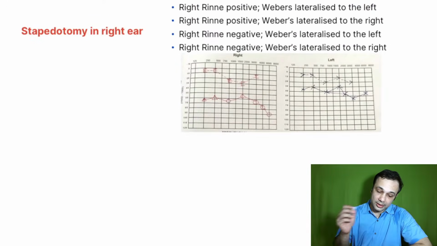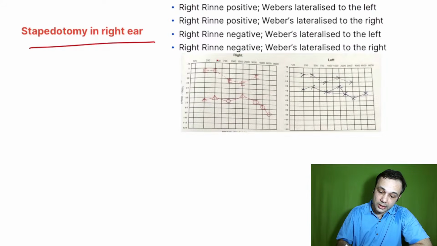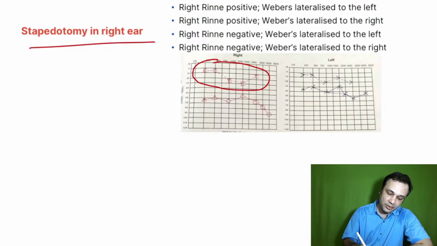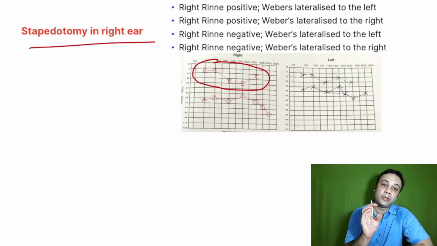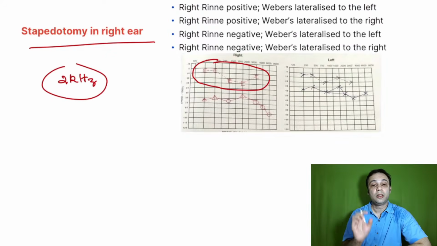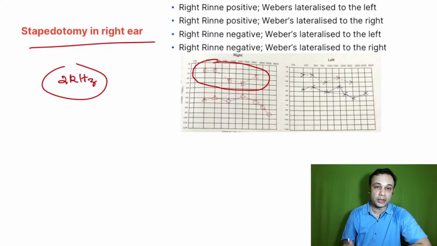So we've already discussed this answer, that is you do a stapedotomy in the right ear. Now if I were to ask you, why does this Carhart's notch happen? So why does Carhart's notch happen? The Carhart's notch happens because the resonance frequency of the middle ear and that of the ossicles is maximum at 2 kilohertz. So when the ossicular chain is fixed, there is a dip in the bone conduction, right?